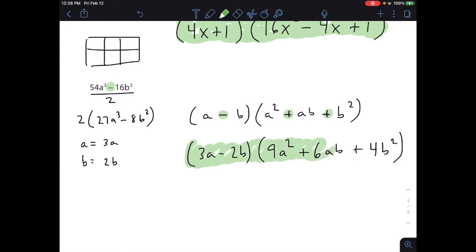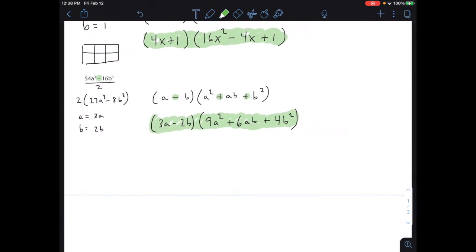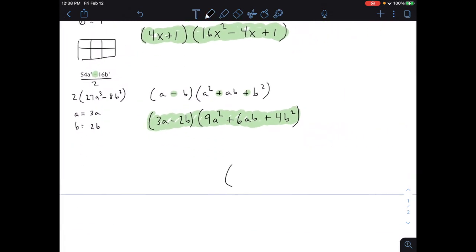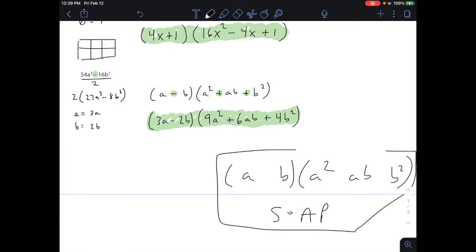If you just are careful and pay attention to your exponents and your signs and numbers and things like that, you should be perfectly fine with this. But the only problem is you're gonna have to memorize a couple little things. The main thing you have to memorize is the general form, ab, a squared, ab, b squared, and then SOAP. If you can memorize these two things, then you'll be able to figure this out.